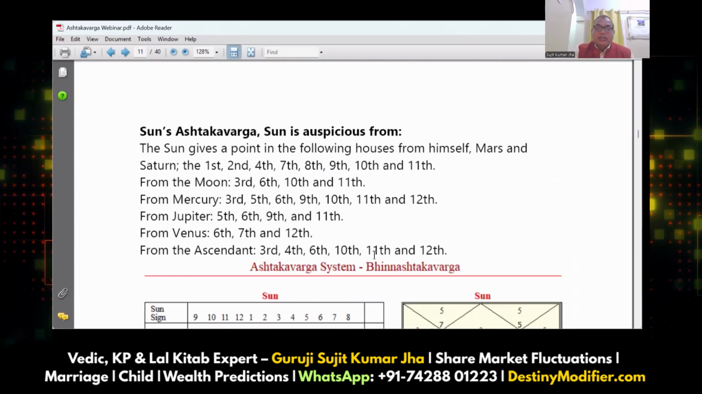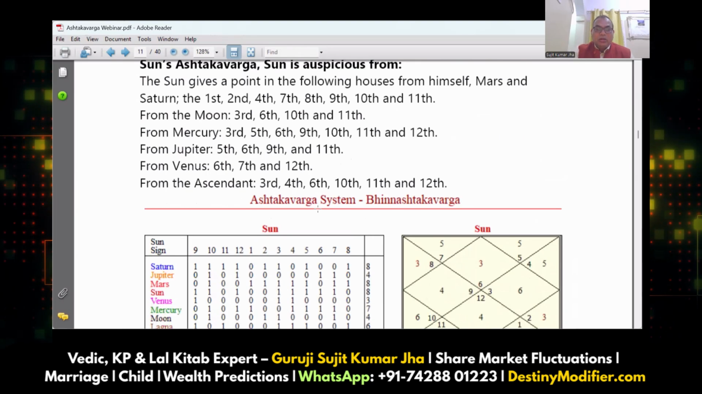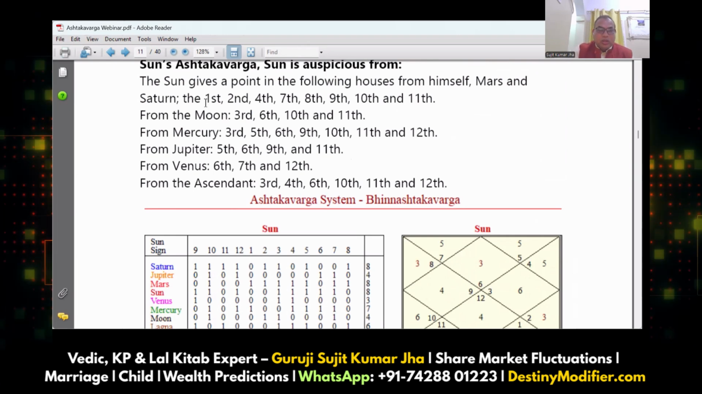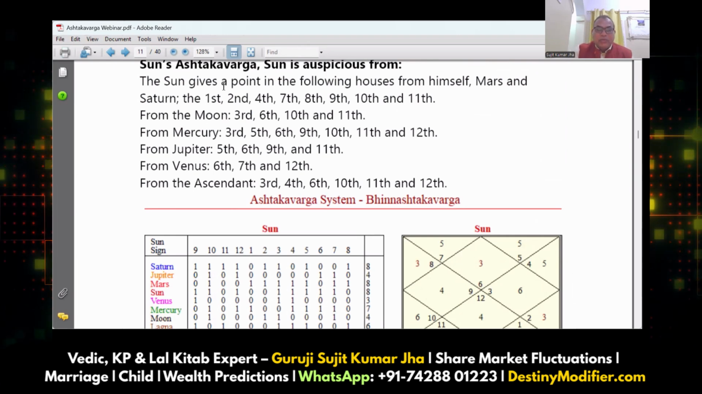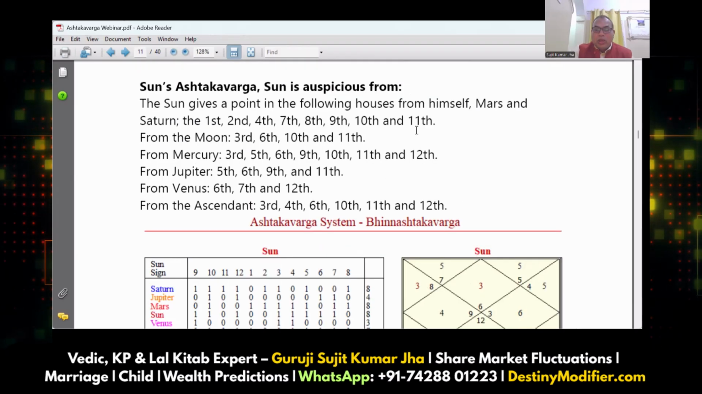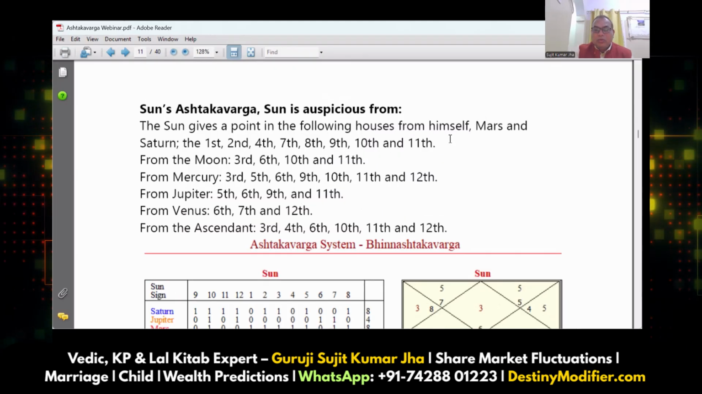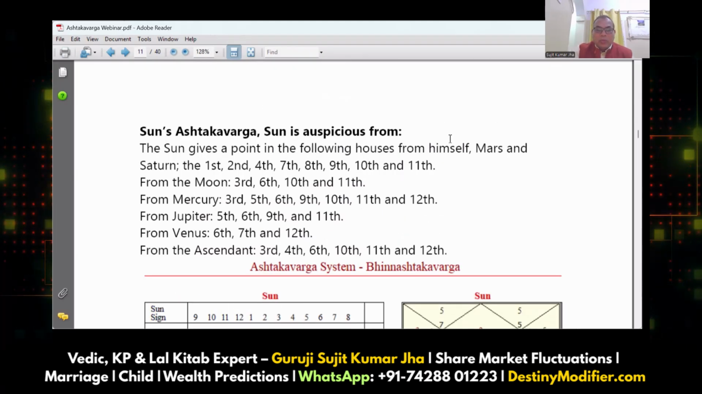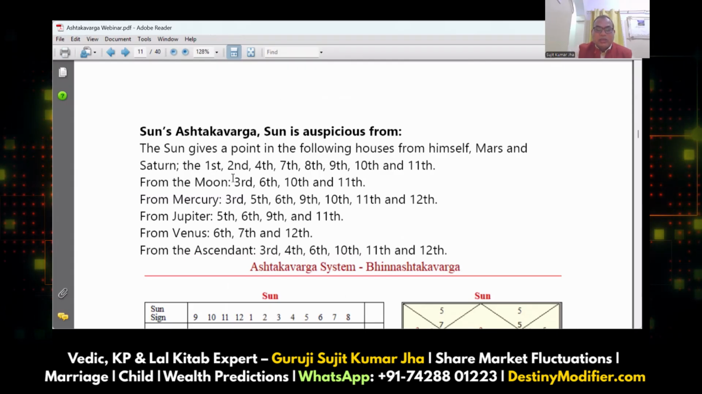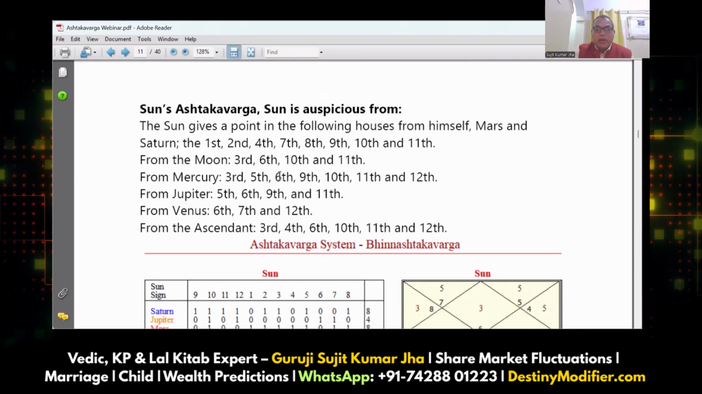So how to create Sun Ashtakavarga? Sun Ashtakavarga, how to create? This is one example. See, it is given. Sun gives a point in the following houses from himself. First house, second house, fourth house. Sun will give the point.